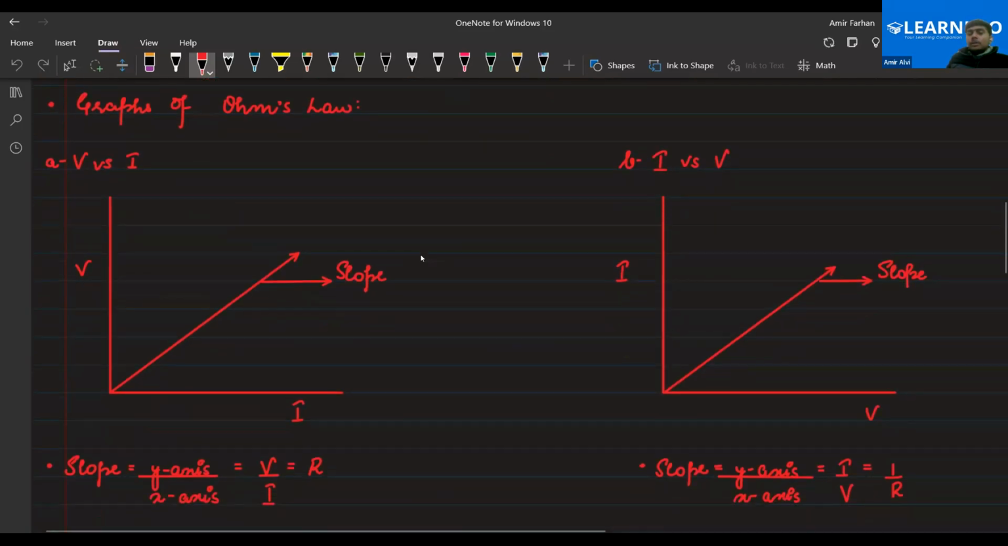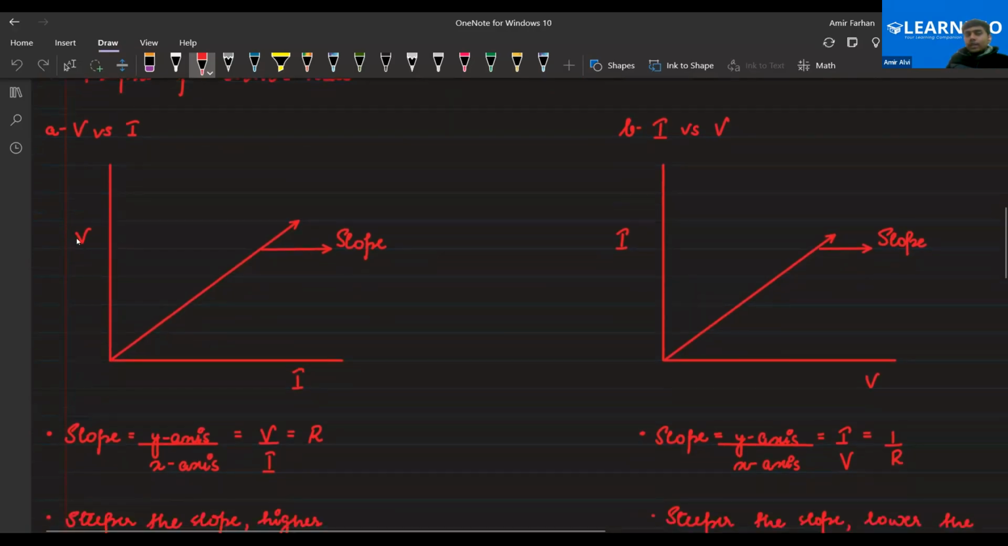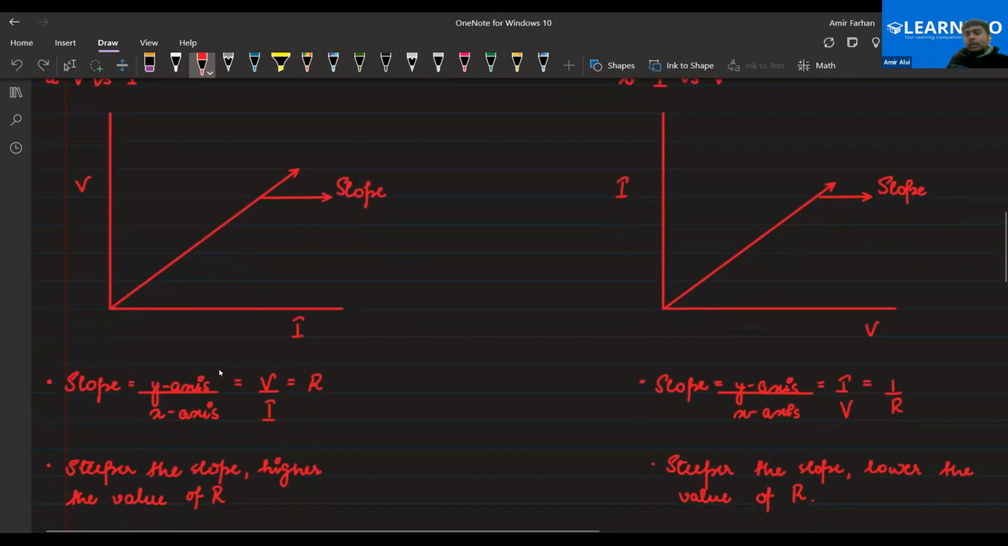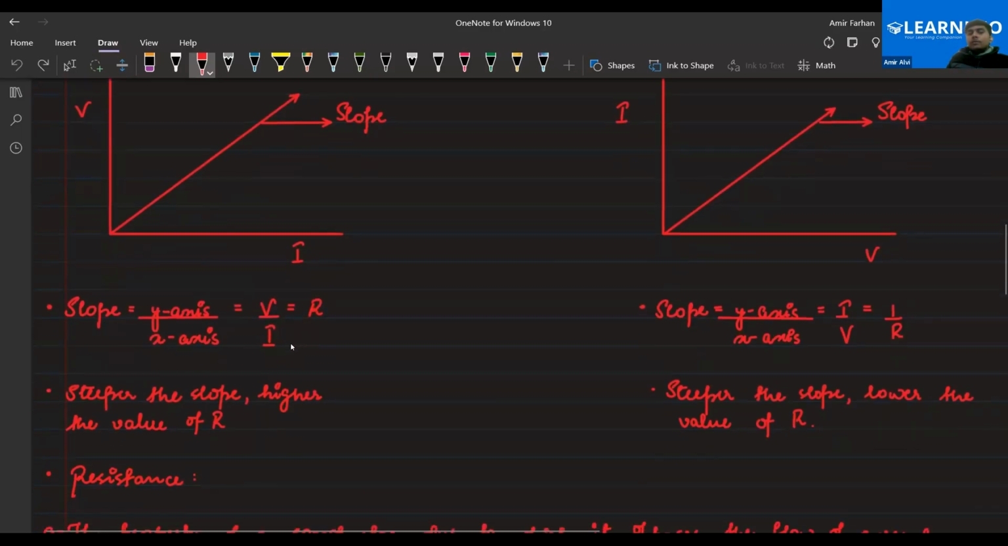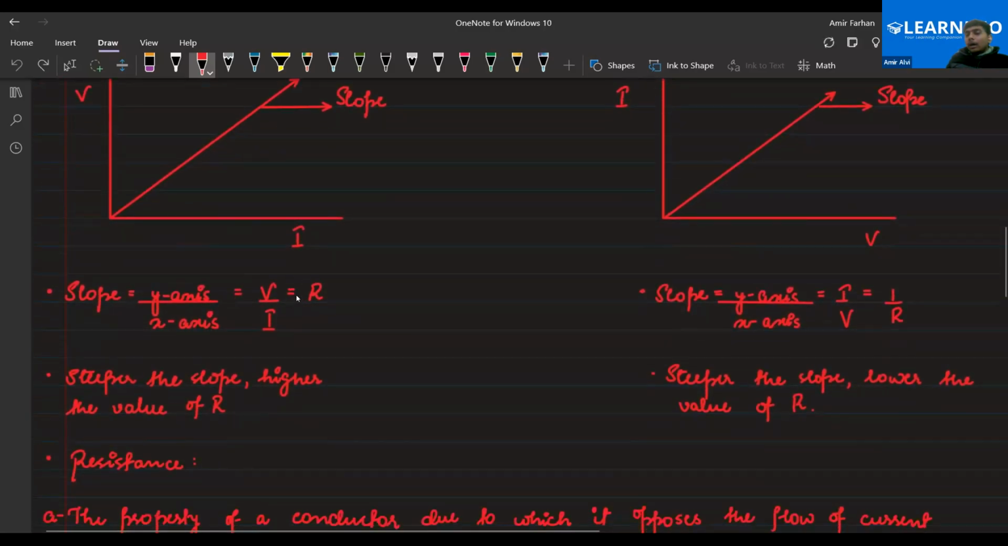Ohm's law graphs are very important. There are two graphs, that is V versus I graph and I versus V graph. If we take the V versus I graph, V is on the y-axis, I is on the x-axis. So y by x would be V by I, that is nothing but your R. It means that the slope of the V versus I graph gives you the R, that is your resistance. It means that the higher the slope, the higher the value of R would be, meaning the higher the resistance of that circuit.